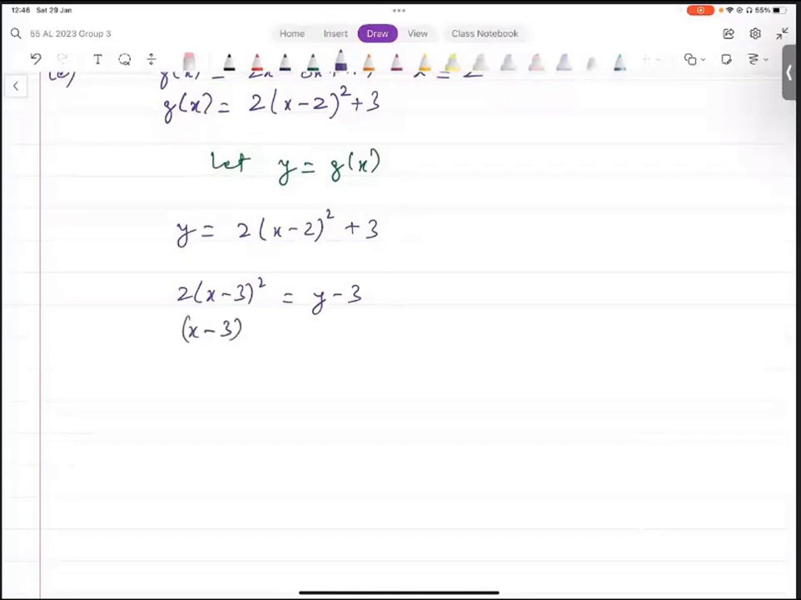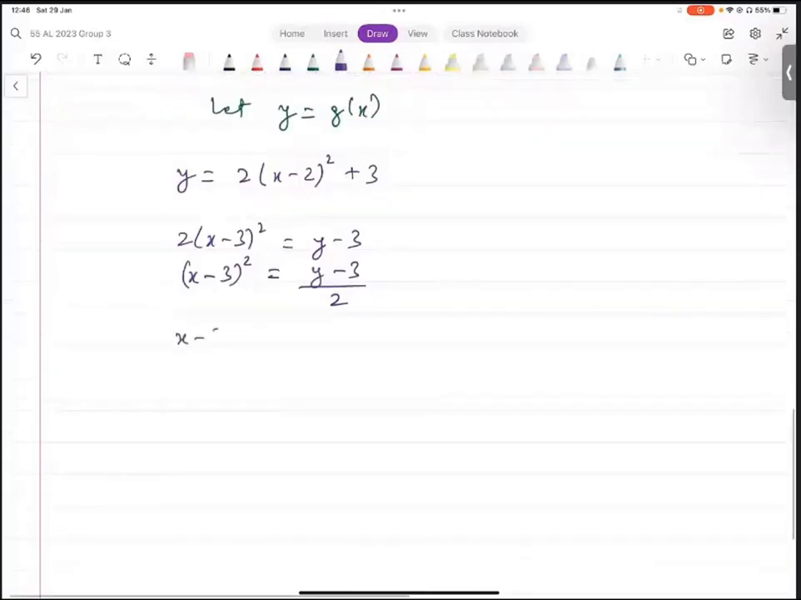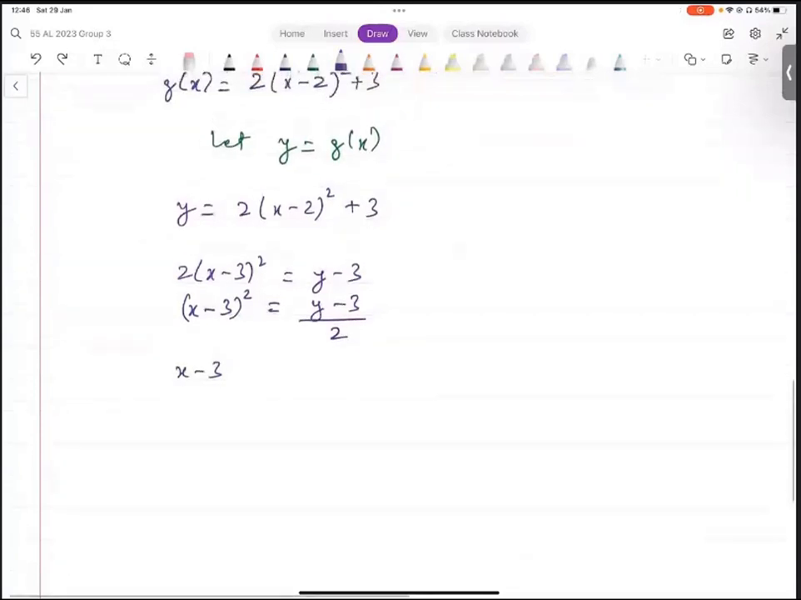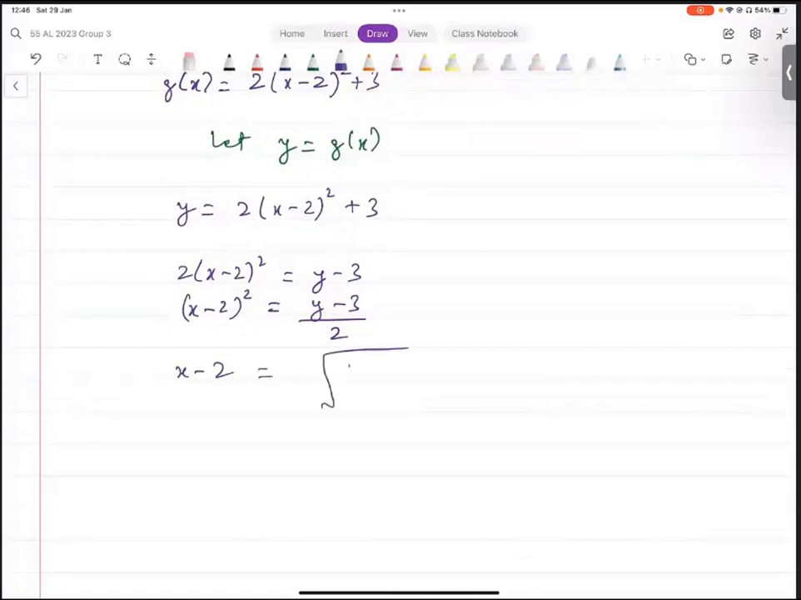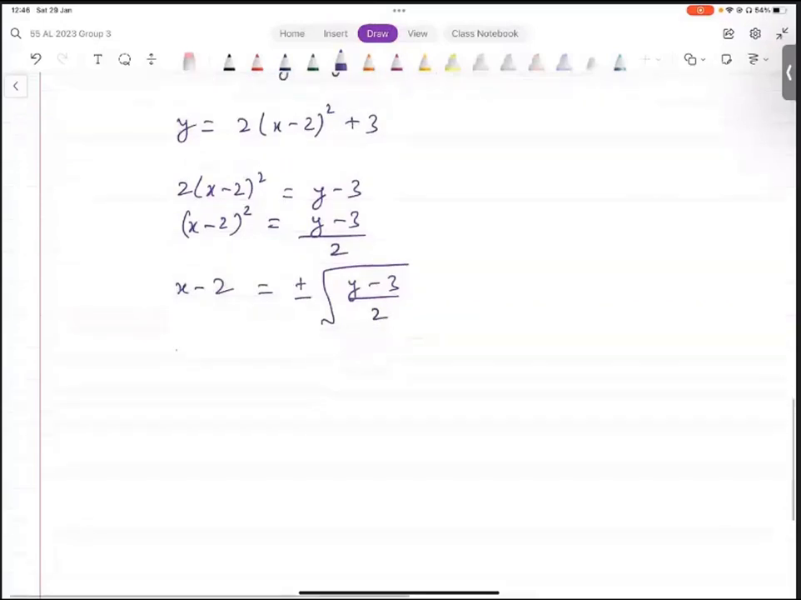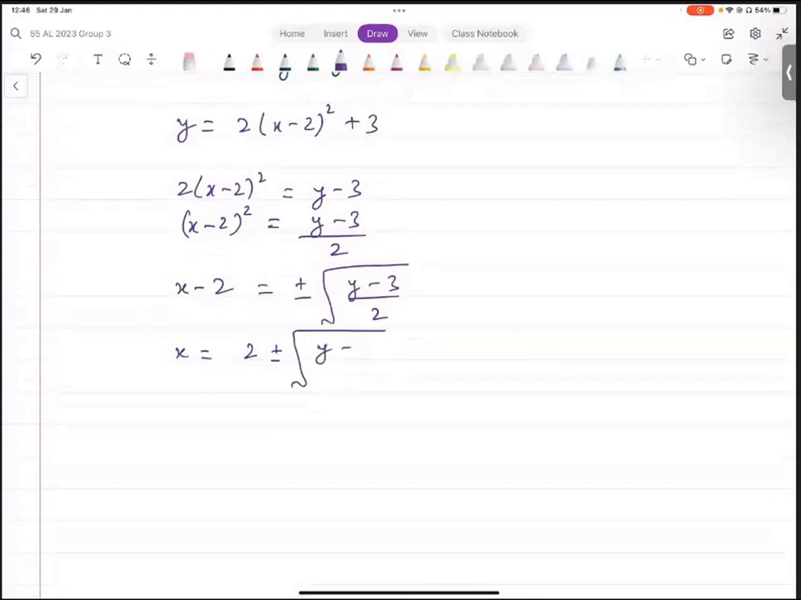And that becomes (x minus 2) whole square equals (y minus 3) over 2. You take square root on both sides. So is it x minus 3 or x minus 2 whole square? I'm sorry, this is x minus 2 whole square. So you get x minus 2 equals square root of (y minus 3) over 2. But remember, when we take square root, we also put plus minus. Okay? Then we take this 2 to the other side, and it becomes 2 plus minus square root of (y minus 3) over 2.